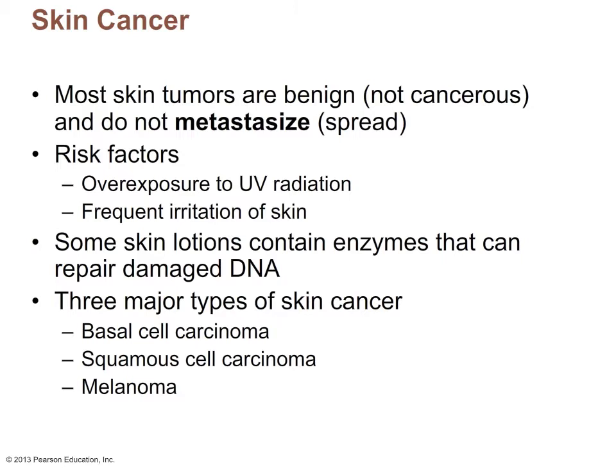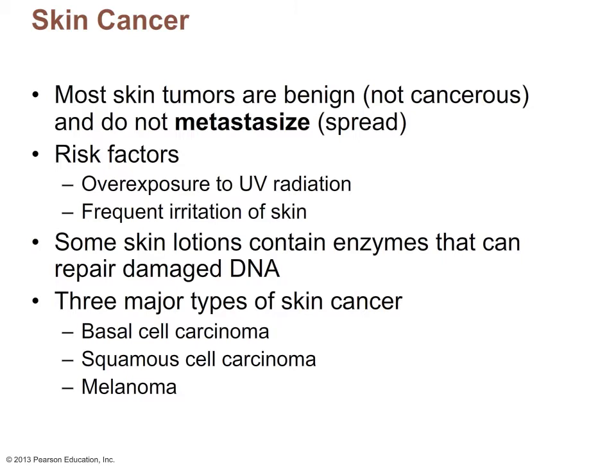Now, the risk factors for skin cancer, of course, include overexposure to UV radiation. This is number 1. The other thing is if you have very light skin pigment, you're predisposed to skin cancer. And also, if you have frequent irritation of the skin, you may also be predisposed to skin cancer. Now, of course, the one way to prevent overexposure to UV radiation is to stay out of the sun and use the highest SPF sunscreen that is practically possible.